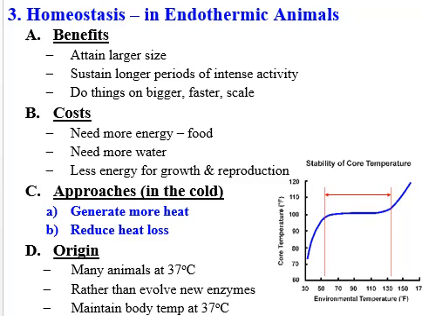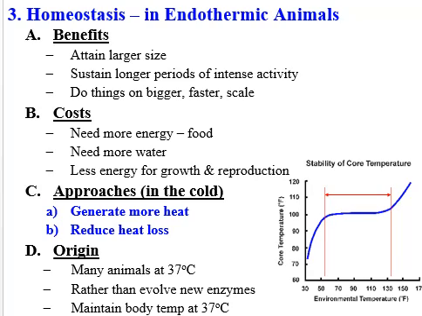So what do you do to keep your body temperature constant if it's that important to your survival? One, you can generate more heat. Two, you can reduce the amount of heat that you lose. Those are two different approaches. And there's a number of different ways. Generating more heat is basically metabolically, your metabolic rate goes up.